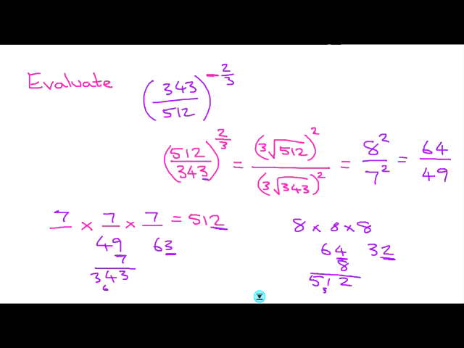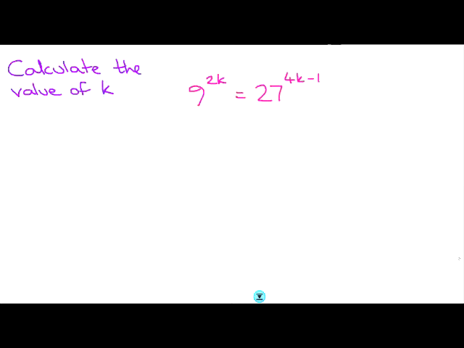Now, this type of question: if you were asked to calculate the value of k, this is solving an equation, but with indices. The difficulty here is that these base values are not the same, but you should be able to see that they can be written as the same. For example, 9 can be written as that, and 27 can be written as that, and now I have the same base value. Just pop the rest on.